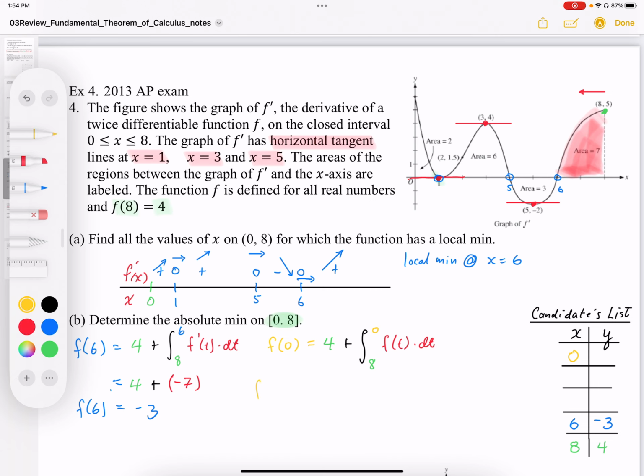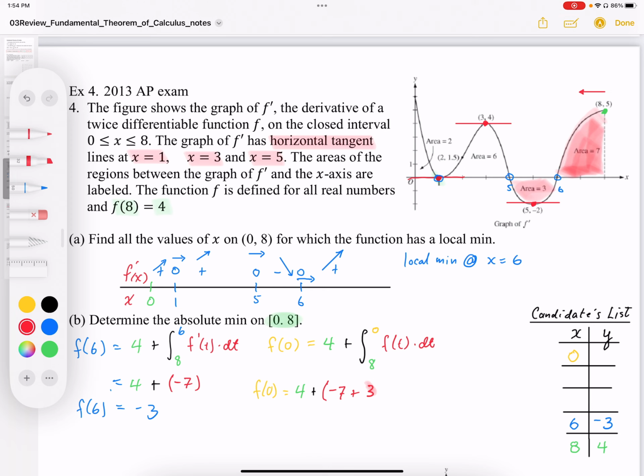So f of 0, my starting point is 4, plus the area. This area, going from right to left, it went backwards 7, plus the area underneath here is going to be -3, but since I'm going backwards, my displacement is positive. So I'm going to do +3.